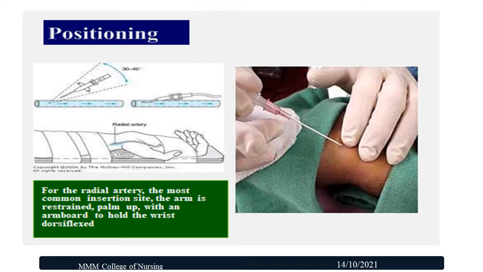Position: this is a position used for starting arterial line. The radial artery is the most common insertion site. The arm is restrained, palm up, with an arm board to hold the wrist dorsiflexed.